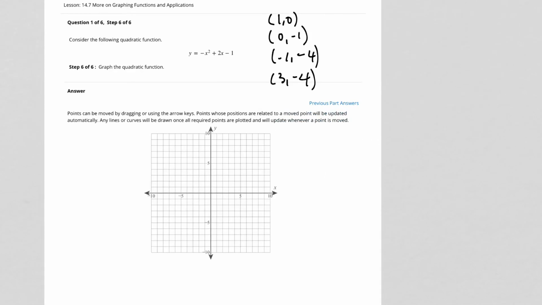Step 6 of 6 is to graph the quadratic function. So I have (1, 0), which is my vertex and my x-intercept. (0, negative 1) is my y-intercept. And this is one point, and this is the other point. So I'll start with my vertex. (1, 0) is here. My y-intercept is (0, negative 1), which is here. I have the point (negative 1, negative 4). And the point (3, negative 4). So my parabola looks like this.